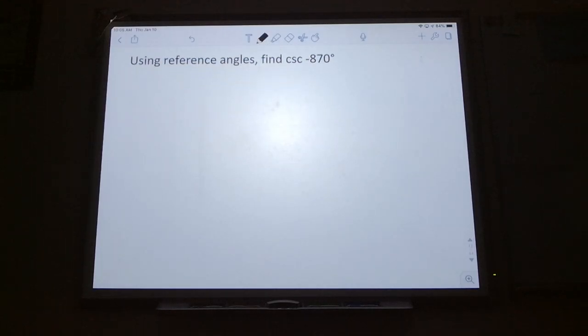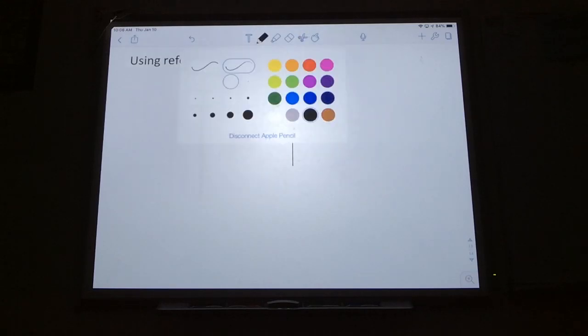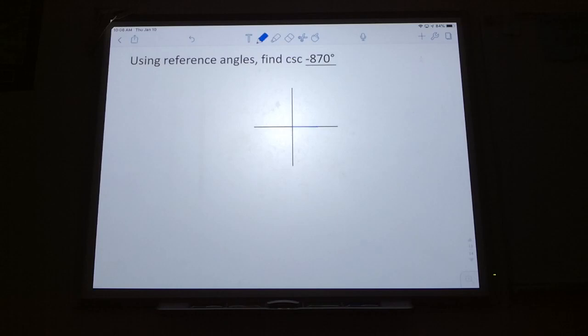Okay, last one. Using reference angles. Find just the cosecant, so not all 6 of them. It says using reference angles, that means we need to figure out what our reference angle of this is. First, we need to get it to less than 360, so we can figure out where on the graph it would be. So where on the graph would 870 be? What is a coterminal angle of 870? Is it 210 again? Yes, it is. Okay, so 210 here again.